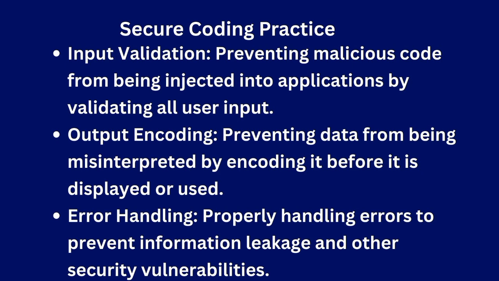Then output encoding prevents data from being misinterpreted by encoding it. So all those things also need to be looked into. Then there has to be proper error handling. Error handling needs to be properly done to prevent leakage and also prevent security vulnerabilities. So these are the parts of secure coding practices. We need to ensure that errors are handled well.